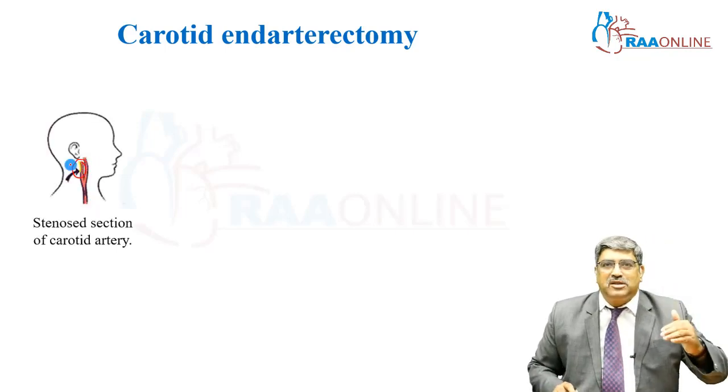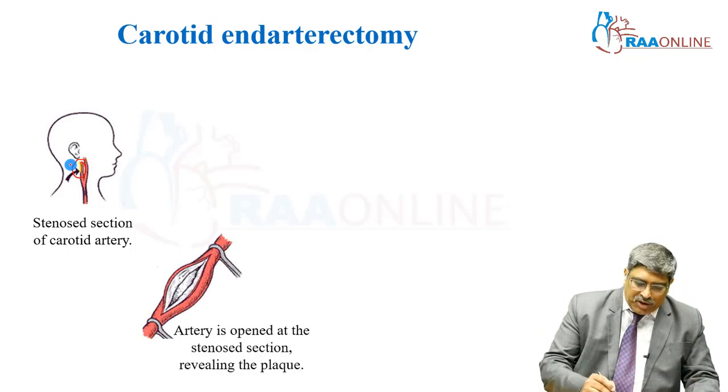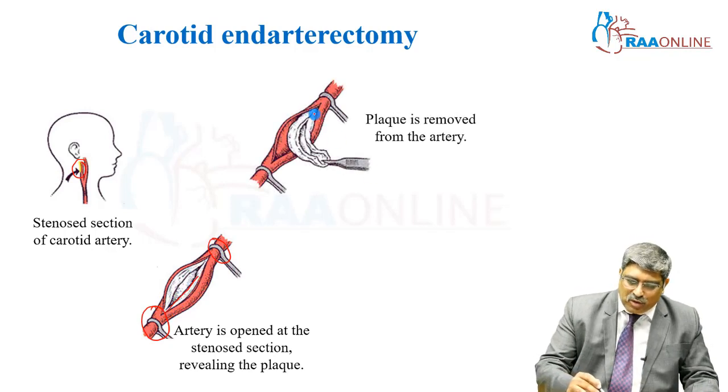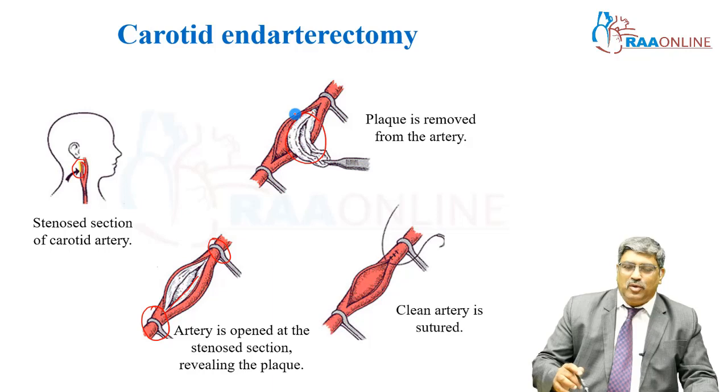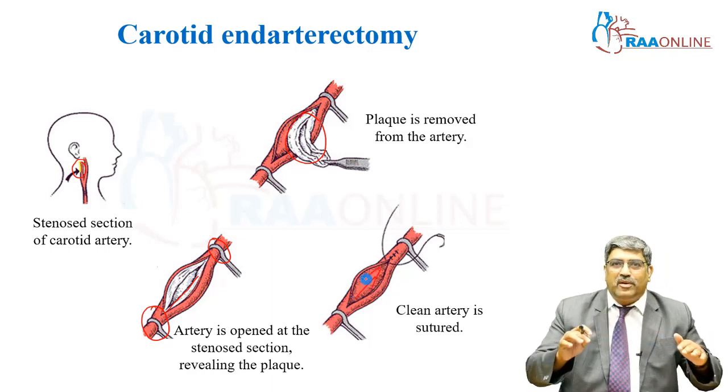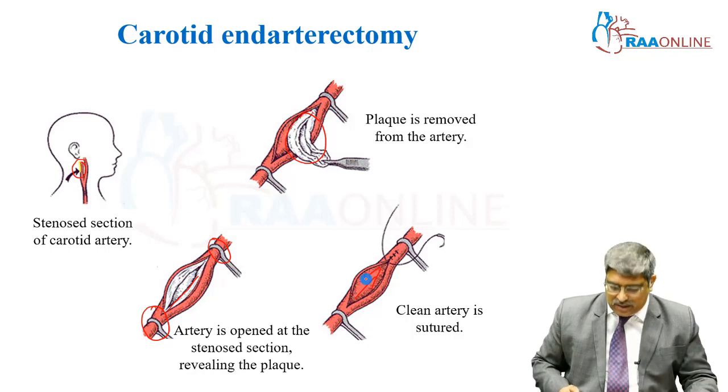Coming to carotid endarterectomy, here there is going to be a plaque in the carotid artery which reduces the blood supply to the brain. What you do is you take control of the proximal and the distal part, open the carotid artery and you remove the plaque and you establish the blood flow and later suture the rent which is made over the carotid artery. That is carotid endarterectomy.